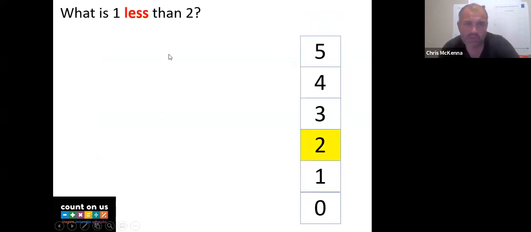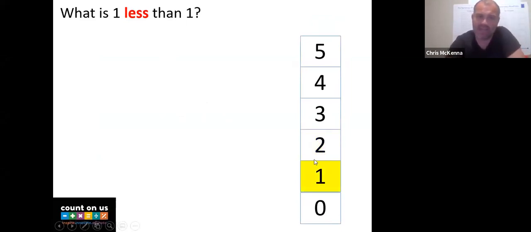I can look at another question. What is 1 less than 2? So I've highlighted 2. What is 1 less than 2? And the answer is 1. And what is 1 less than 1? Again, I've highlighted 1. What is 1 less than 1? 1 less than 1 is 0.